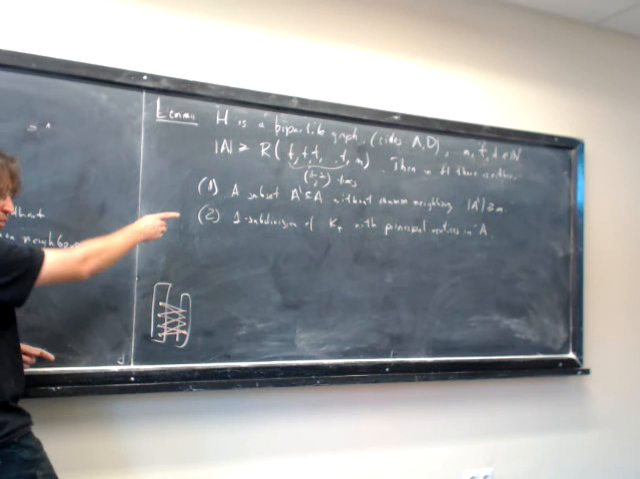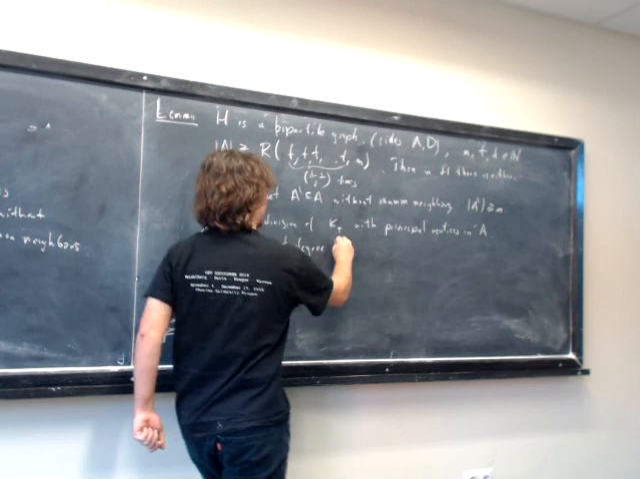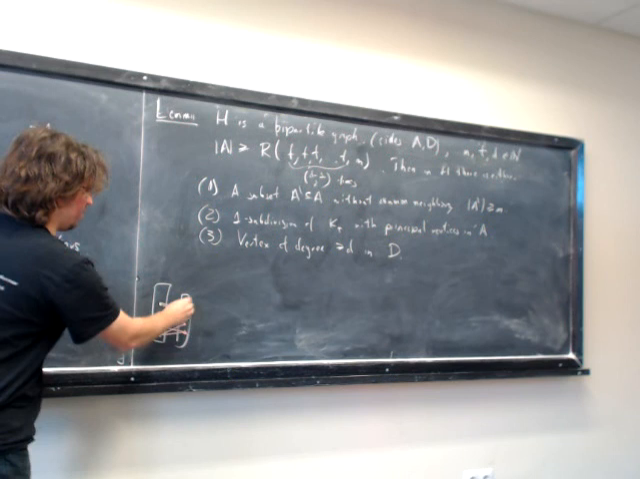And third is a vertex of degree at least D in D. So a vertex inside here that sees a huge neighborhood in A.